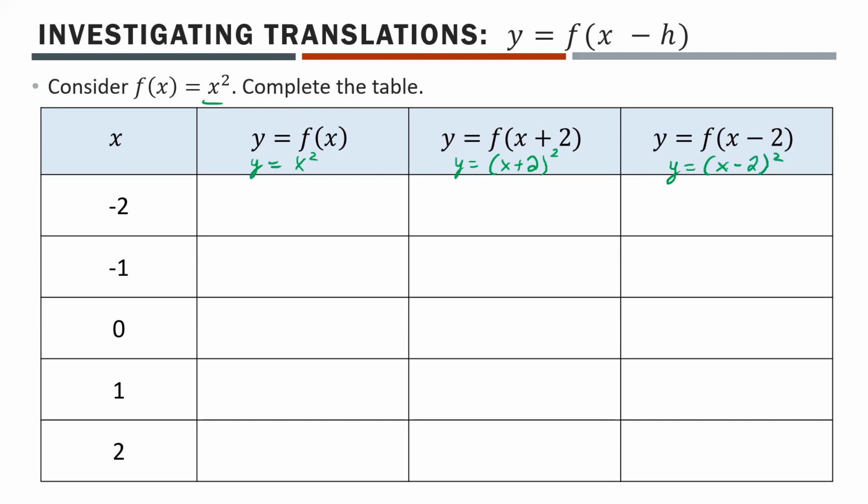Now let's plug all these things in here. So let's start with negative 2. If I plug negative 2 into this, negative 2 squared is going to be 4. Negative 1 squared is going to be 1. 0 squared is going to be 0. 1 squared is going to be 1. And 2 squared is going to be 4.